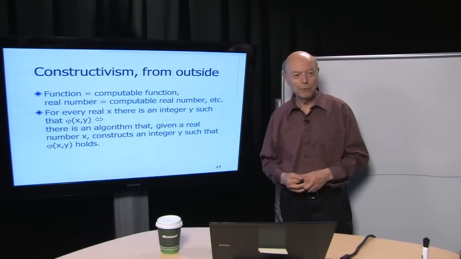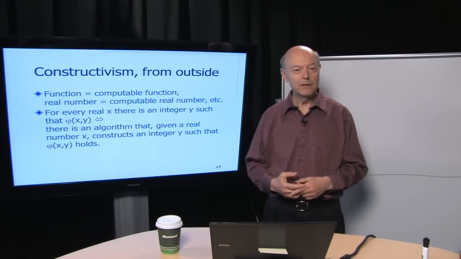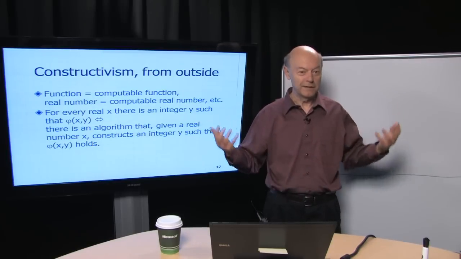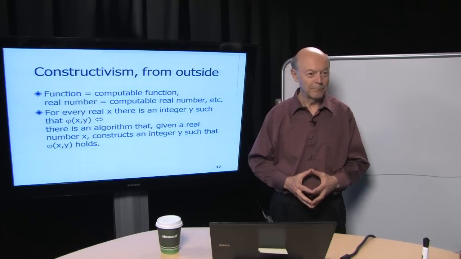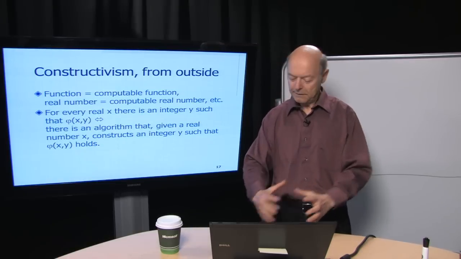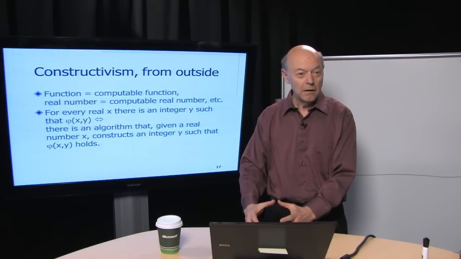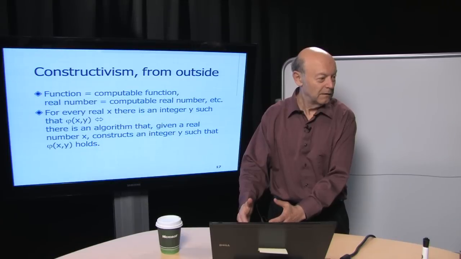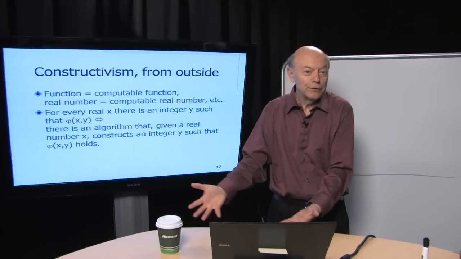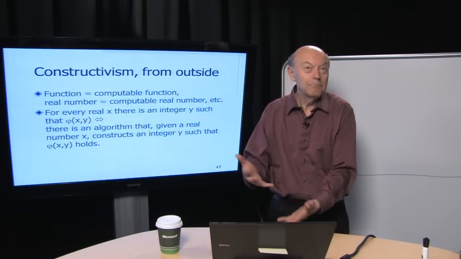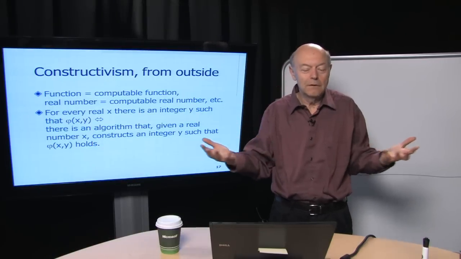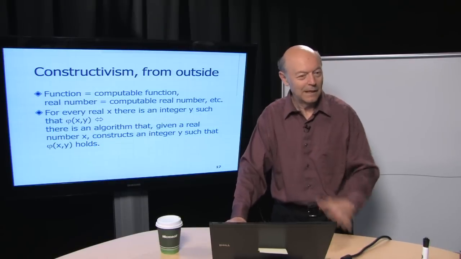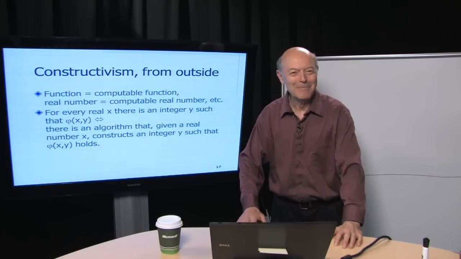So they would argue that classical mathematics has a lot of stuff which makes no sense. Suppose you prove that for every x there exists y, but you don't provide any algorithm which, given x, finds y. Then what's the point? It's sort of true, but how can you take advantage of it? That's their arguing. I'm not buying it, but that's what it is.